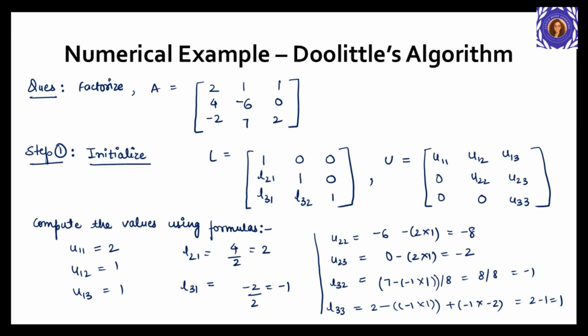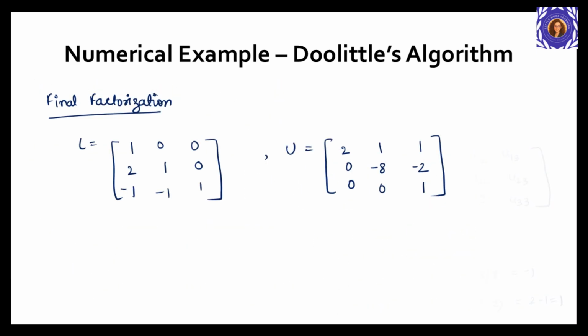Then we move to L for the second row. Step 2 is to update U entries using the L values. And finally, we calculate for U33. We have successfully decomposed A into L and U that are the following matrices as shown. That's Doolittle method. Elegant, logical, and computationally light.